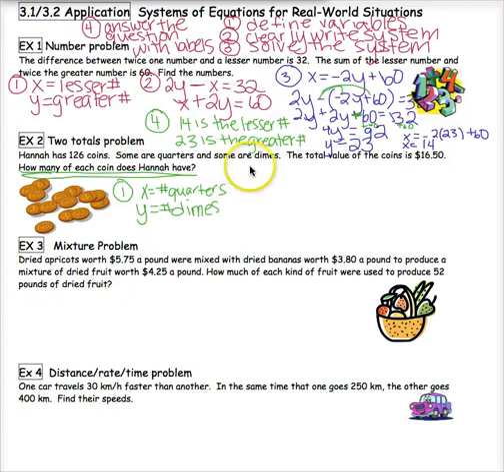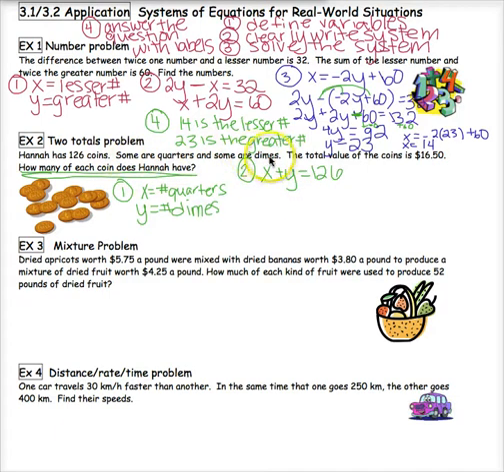All right, step 2. Now we're going to go back and read it a little bit more closely and turn the words into equations. Hannah has 126 coins. Well, that should turn into an equation. Because x is my number of quarters, y is my number of dimes, I know total that has to equal 126. So x plus y equals 126.